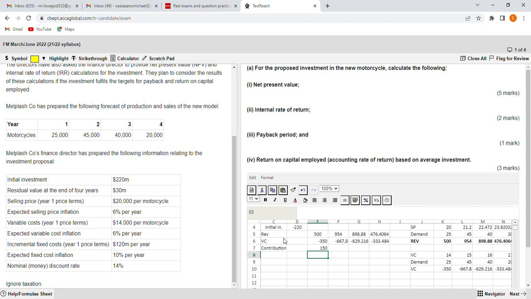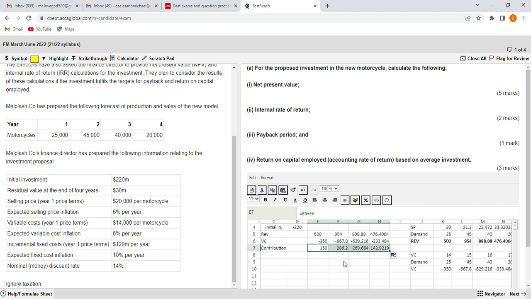Don't, I repeat, don't do it as equal to revenue minus variable cost. I'm going to get 850, which is wrong. You are taking the variable cost from the revenue, and the variable cost is a negative figure in the workings. So all you need to do is to add it, because addition plus negative is still negative. So you go to the 500 plus the negative 350, 150, that's all. Drag it to your year 4.